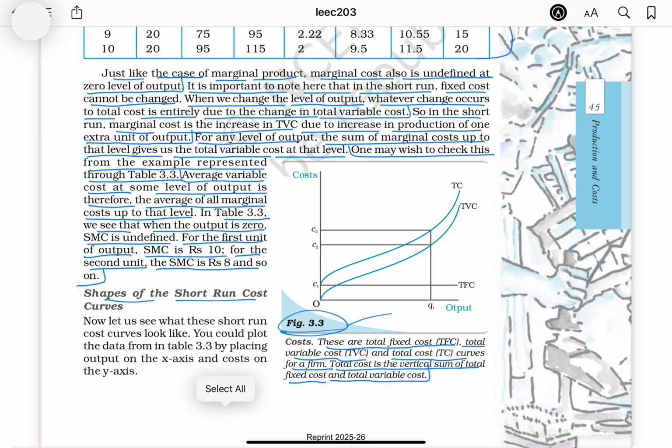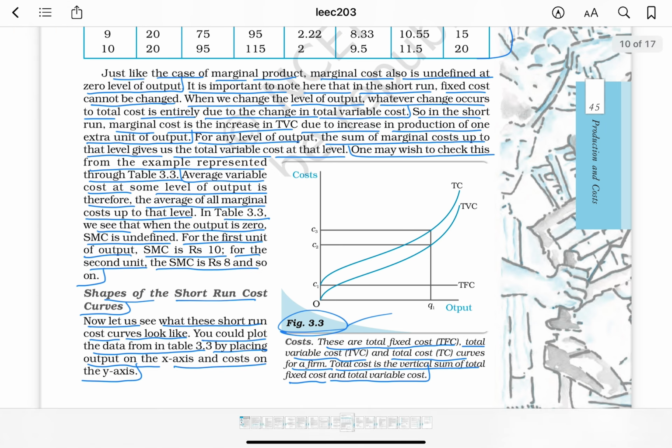Shapes of the short run cost curves. Now let us see what these short run cost curves look like. You could plot the data from table 3.3 by placing output on the x-axis and cost on the y-axis.